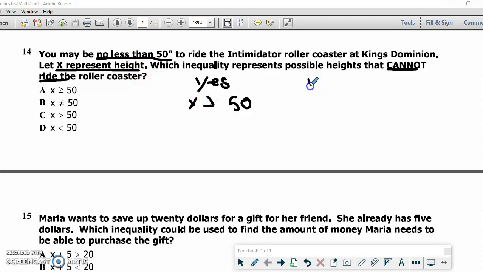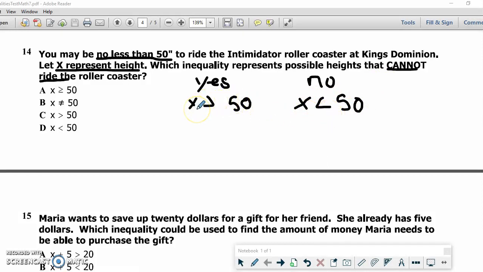Okay, so since you have to be greater than 50 inches to ride, which means you can be 51 inches, you can be 52. Let's talk about who cannot ride. So anyone who is under 50 inches cannot ride. Okay, so if you're 49 inches, you cannot ride. If you are 48 inches, you cannot ride.